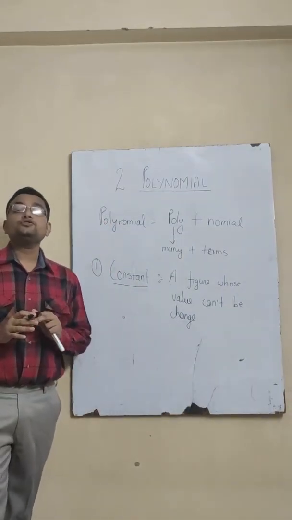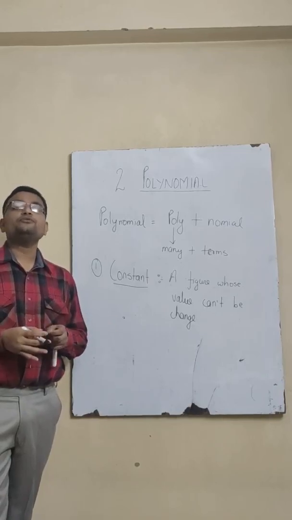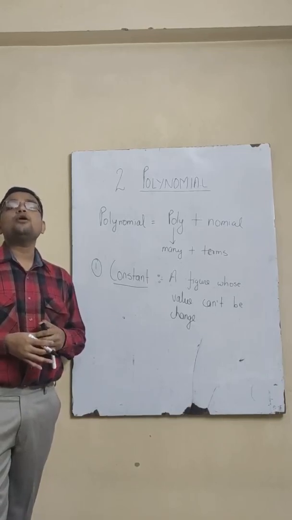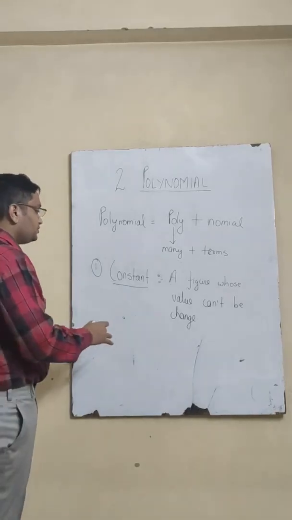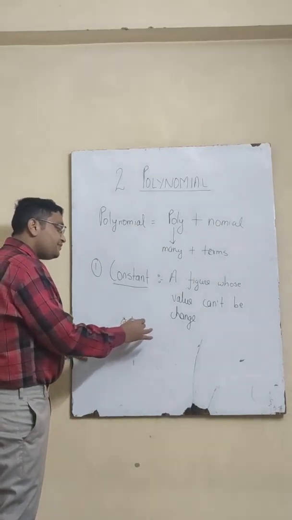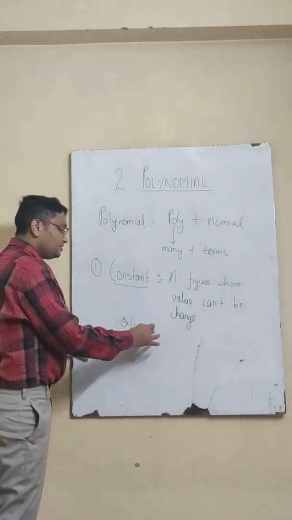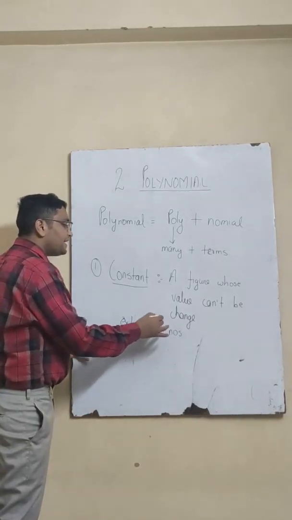Whatever number you are studying in maths is a real number. Real numbers are basically all the numbers which you study in maths. So if we talk about examples of constant terms, all the real numbers which you are studying in maths come in the category of constant.